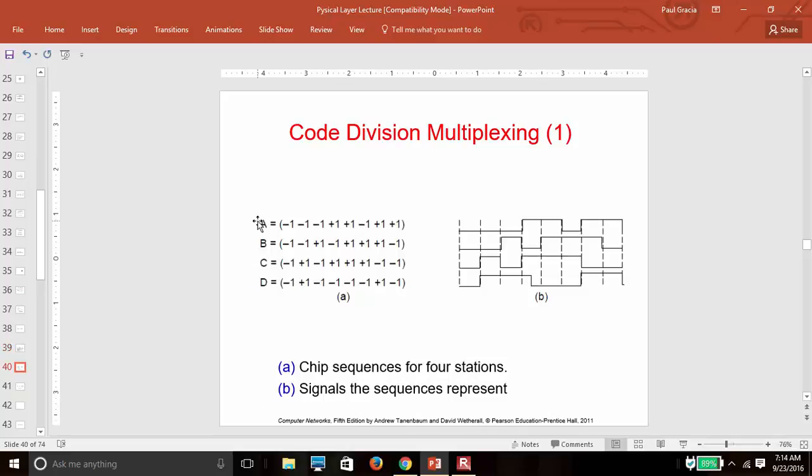We have 4 users that are going to send their signals across a particular station. So we have user A, that's its chip sequence. User B has user B's chip sequence, that's user C's, and user D. And you can see over time A sending some zeros and some ones, and you see B has its own pattern. C has its own pattern, and D has its own pattern as well.